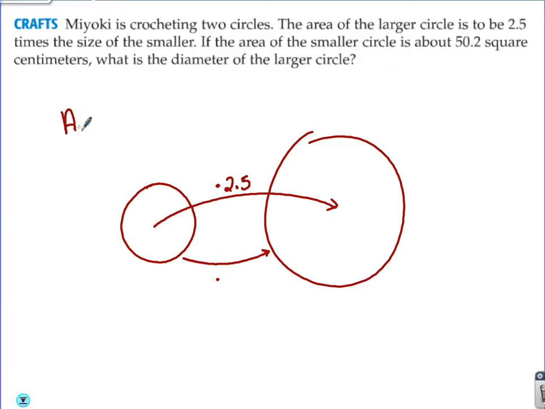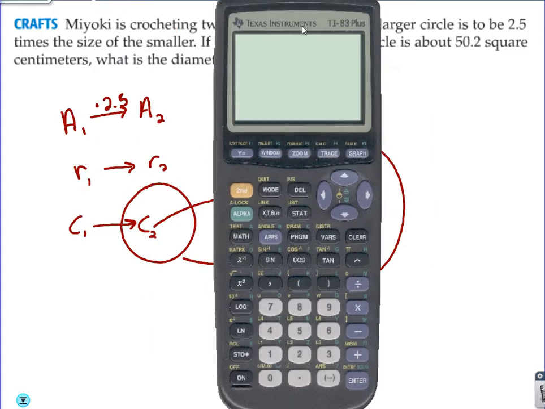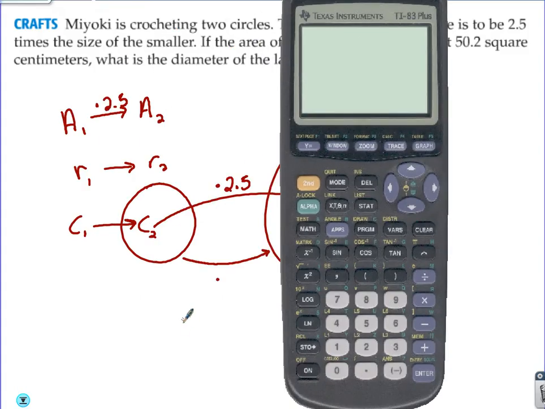2.5 is what you multiply by to go from the area of the smaller one to the area of the larger one. To go from radius to radius, or circumference to circumference, you would not multiply by 2.5. That's the ratio of the areas, the scale factor of the areas. How do you find the linear scale factor? 2.5 is the ratio of the areas, which is your normal scale factor squared. So you're going to take the square root of 2.5.